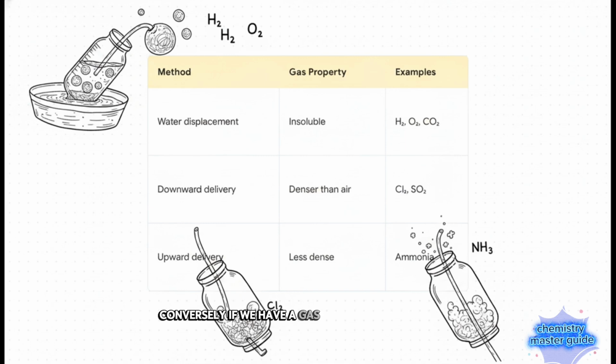Conversely, if we have a gas that is lighter than air, like ammonia, we use upward delivery. We turn the collection jar upside down. The light gas floats up into the top of the jar, displacing the heavier air, which falls down and out. It is just a wonderfully logical system.